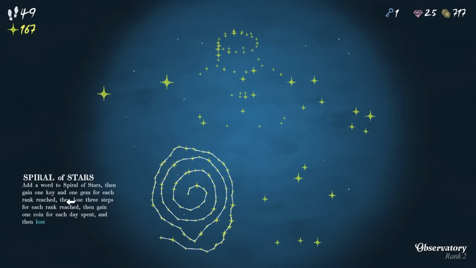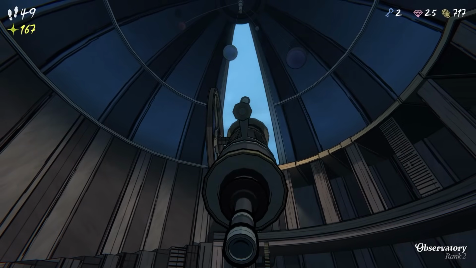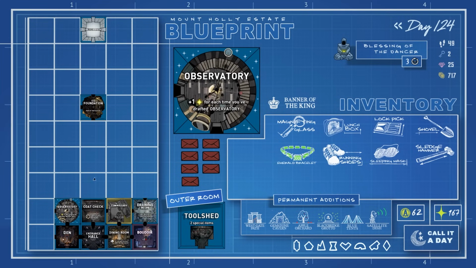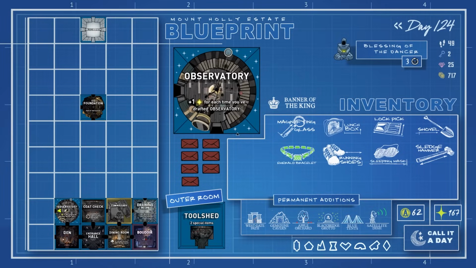Oh! I've only reached rank 1? I haven't even gone up. I only got 1 key? Apple. Key. Yeah, anyway. No big deal, but really? I'm literally on rank 2, right? Did they just not count the first? I don't know. I don't know.